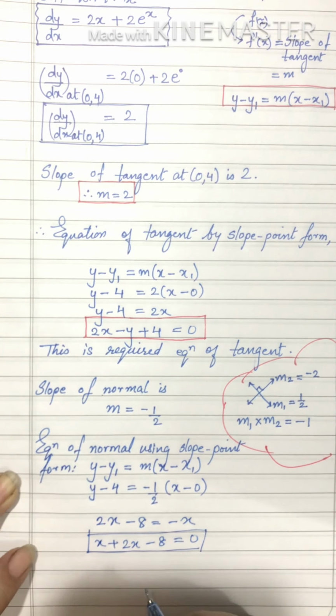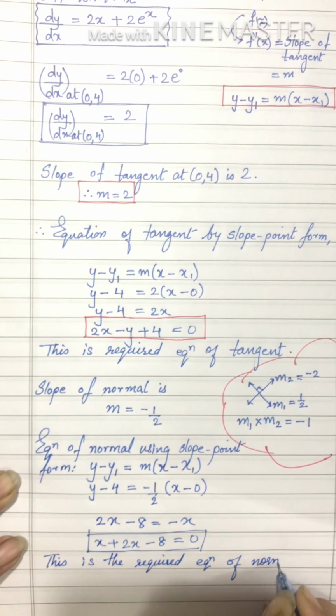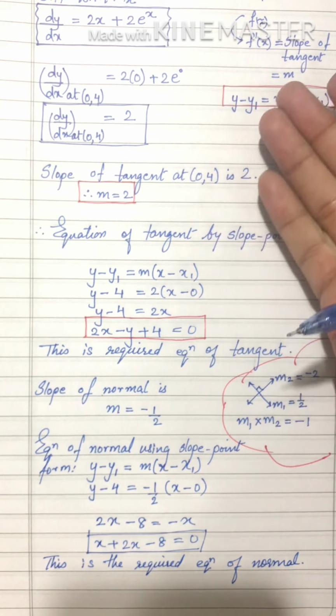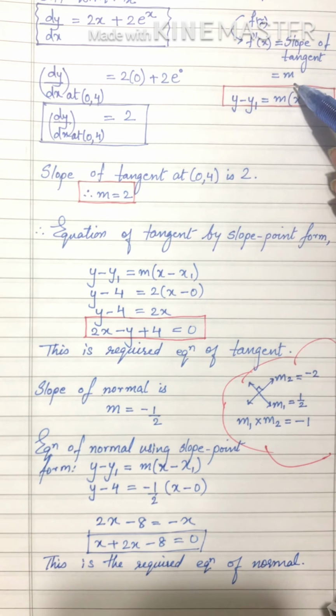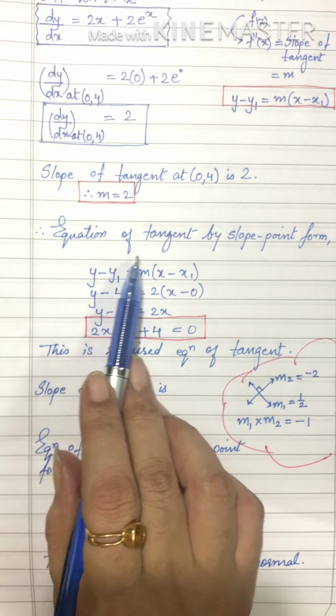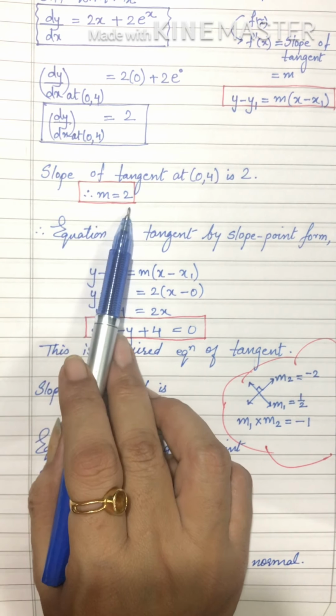So I just write it. This is the required equation of normal. This is how the sum is solved. So it's very easy. Once you know the theme behind it, how to find slope, first of all you need to find slope of tangent, or I make it easier for you. Whatever equation you are finding, for whichever line, you first of all need to find slope of that line.